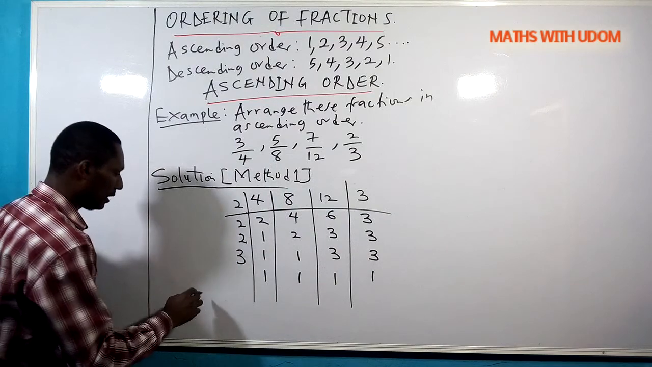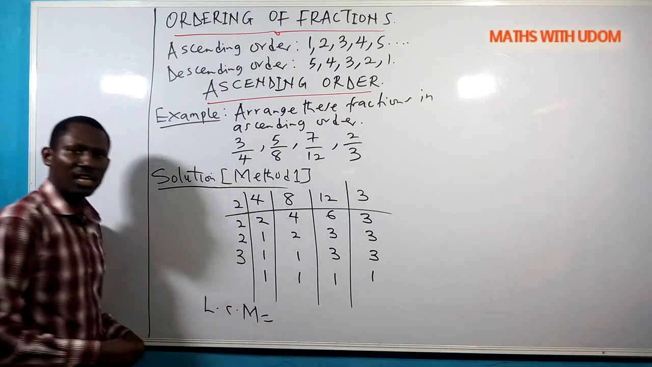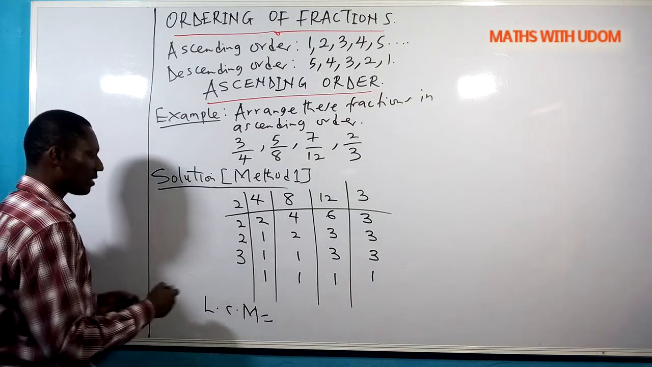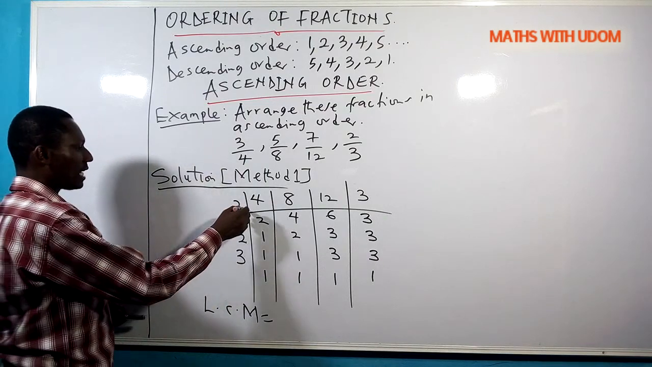Okay, are you with me? So our LCM, what do we mean by LCM? LCM means lowest common multiple, okay? It is all the prime numbers outside here.